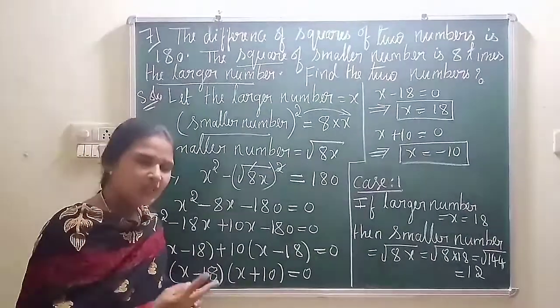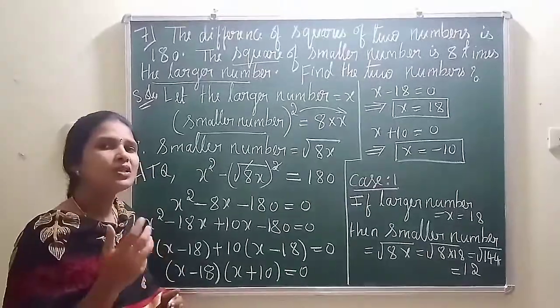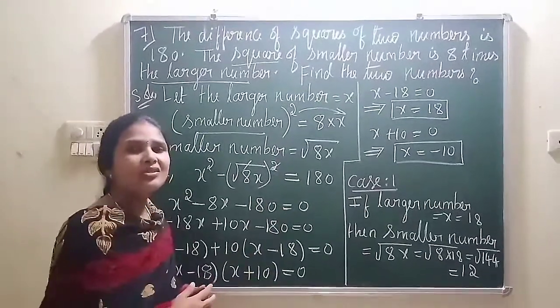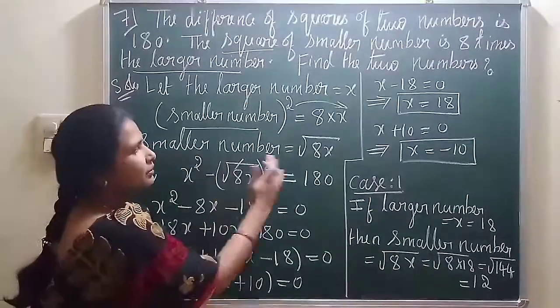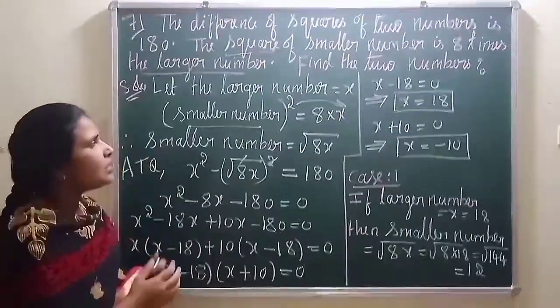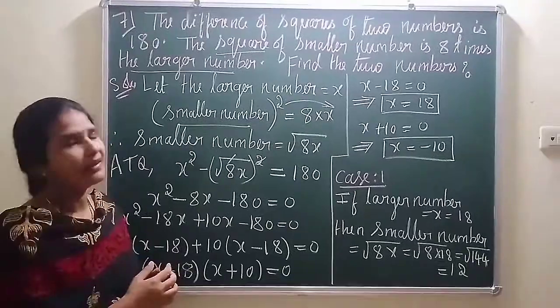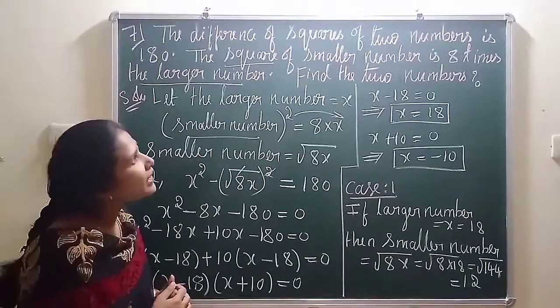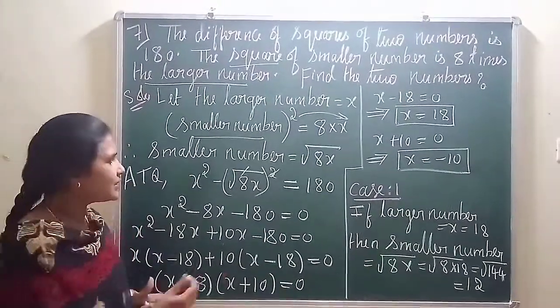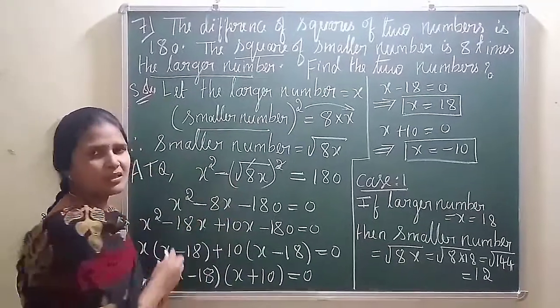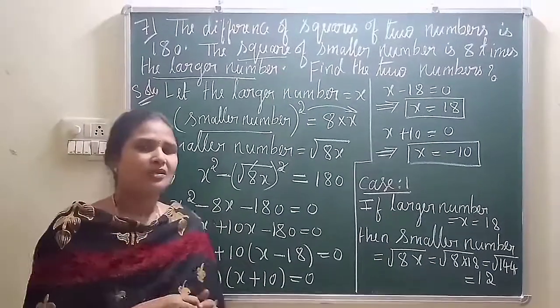Now I got two numbers, one is the larger number and one is the smaller number. The larger number is x and the smaller number is root 8x. Now how to connect these two numbers as an equation? See the first sentence: the difference of squares of two numbers. Difference means minus, the square of the two numbers.